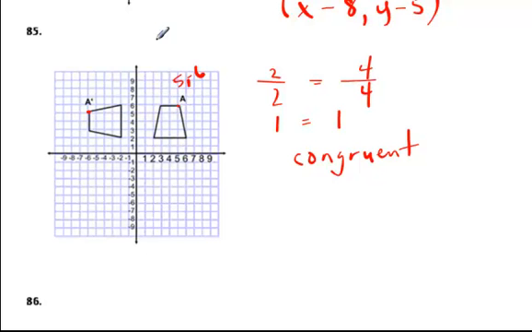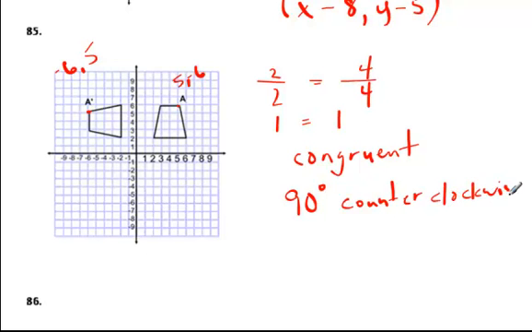So if I were to rotate it 90 degrees counterclockwise, we know that these two numbers would switch, and I would be in this quadrant, so it would be a negative and a positive. So let's see if that's true. Negative 6, positive 5, and it is. So I know I did a 90-degree rotation counterclockwise. And I didn't have to do anything else.